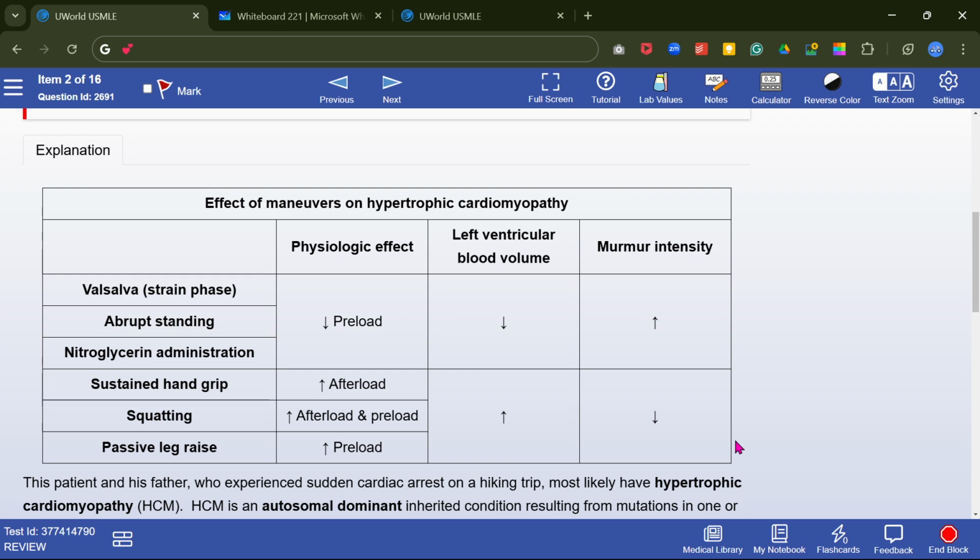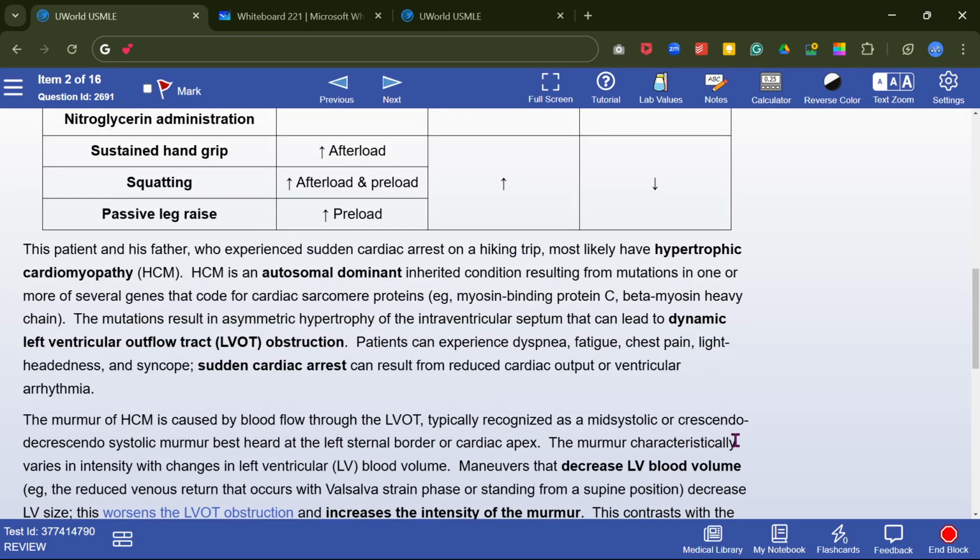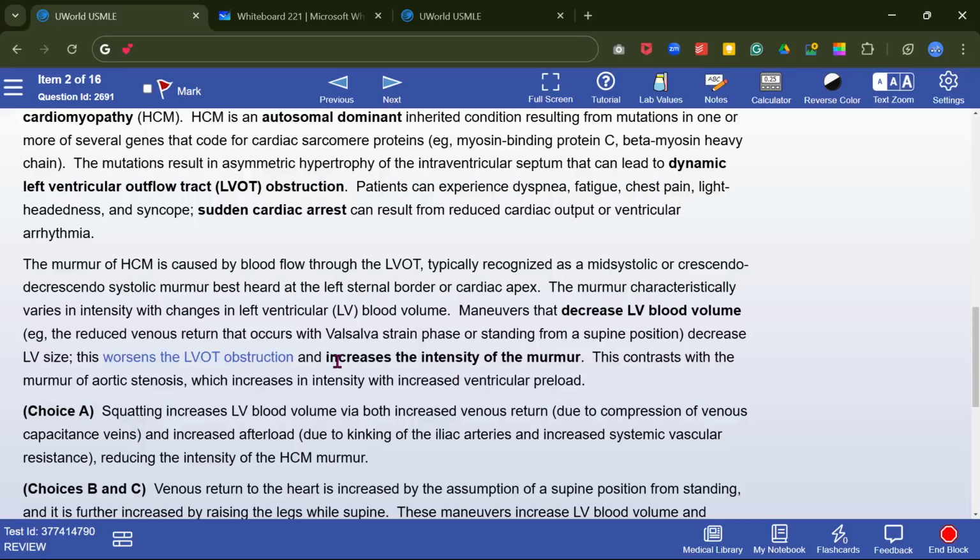And passive leg raising, we know that this increases the left ventricular volume, and Valsalva, abrupt standing, and nitroglycerin decrease the left ventricular volume. So this patient further experiences sustained cardiac death on hiking. So that is the thing in this question that I need to remember.